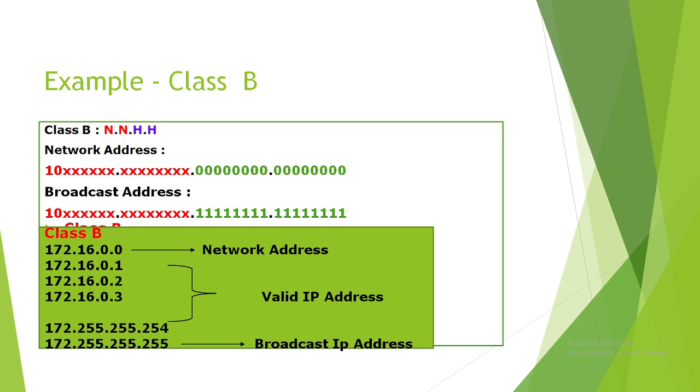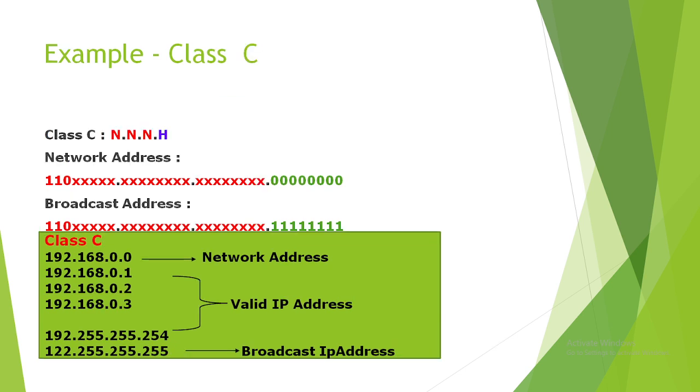This is the class B. Two networks, two hosts. This is the network ID address and this is the broadcast address. For the class B range, 172.16.0.0 is the network IP address and 172.16.255.255 is the broadcast IP address. So 172.16.0.1 to 172.16.255.254 are the valid IP addresses.